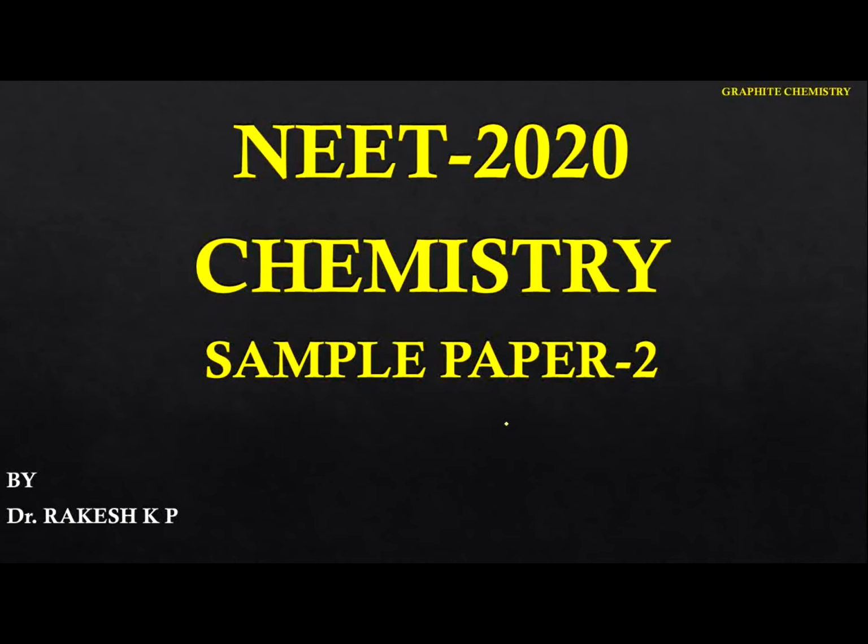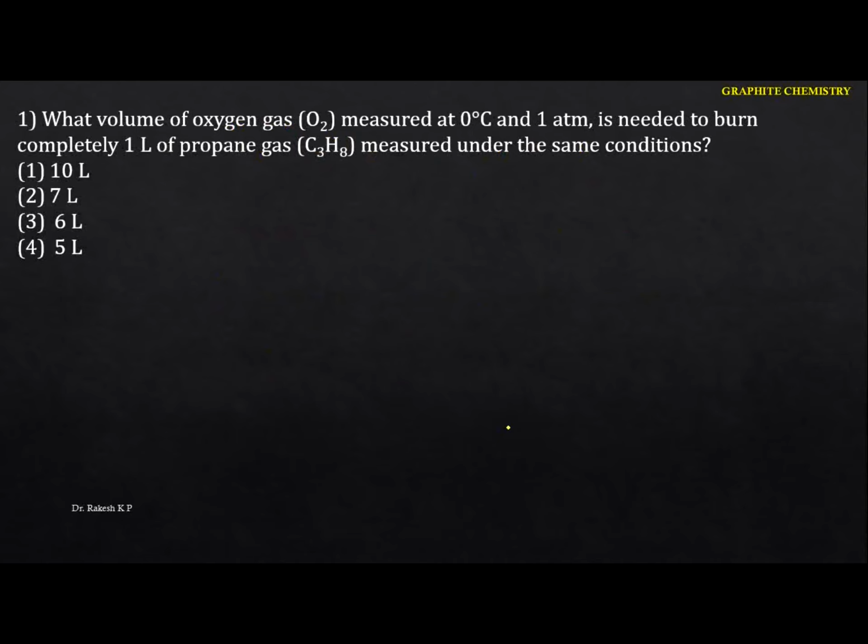See the first question here. What volume of oxygen gas measured at 0 degree Celsius and 1 atmosphere is needed to burn completely 1 liter of propane gas measured under the same condition? So according to the given conditions, we can write the equation, that is C3H8, the propane, on complete combustion gives carbon dioxide and also water. Now we have to balance this equation.